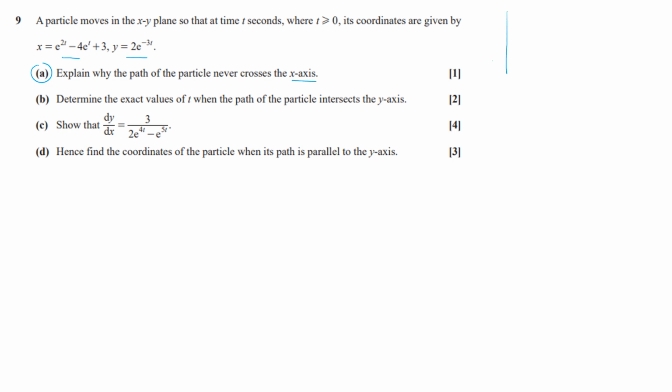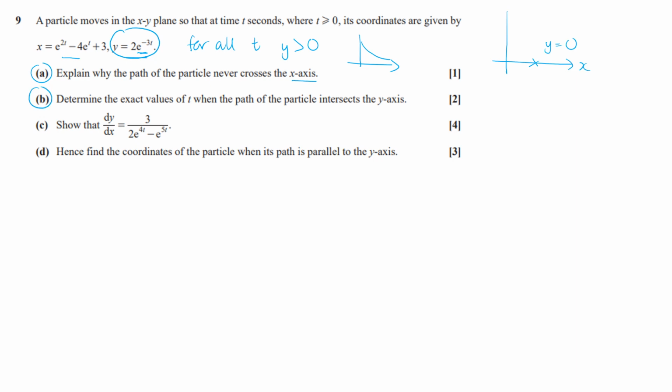Well, if you think about when things are on the x-axis, then y is equal to 0. And if we look at the y equation for all t, y is going to be greater than 0 because y is governed by this exponential equation, and it would be a graph like this that would tend towards that axis but will never go through. So for all t, y is going to be greater than 0, therefore it will never cross the x-axis.